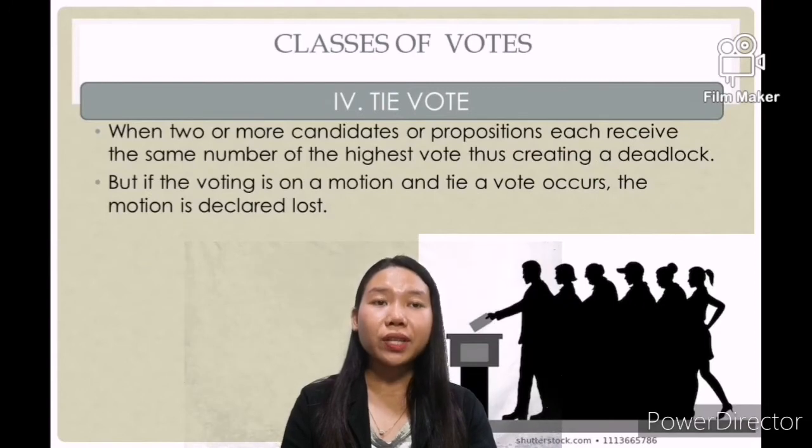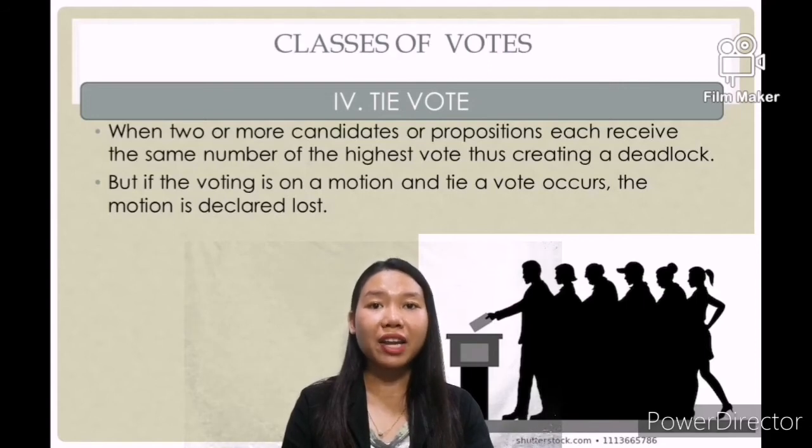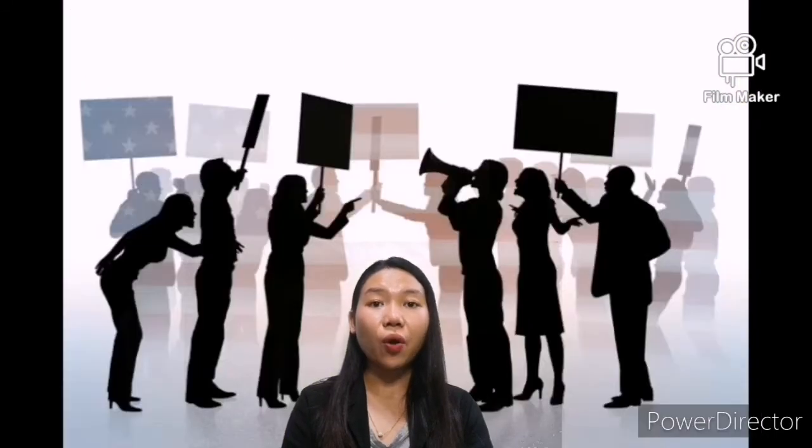The fourth kind of vote is the tie vote. A tie vote occurs when 2 or more candidates or propositions each receive the same number of the highest vote, thus creating a deadlock. In this situation, the vote should proceed until it results in an election or a choice. But if the vote is on a motion and there is a tie vote, the motion shall be declared lost. Or in layman's terms, dili na pwede ipadayon nga motion. O dinhi na dayon pwede mosulod or pwede mag-vote ang presiding officer.